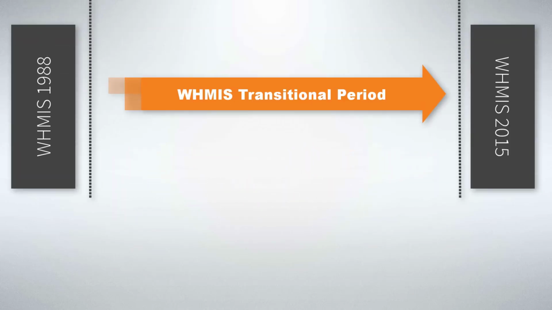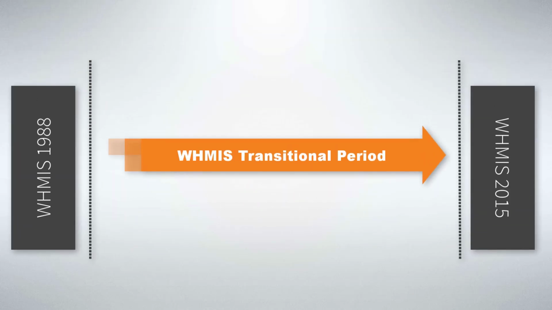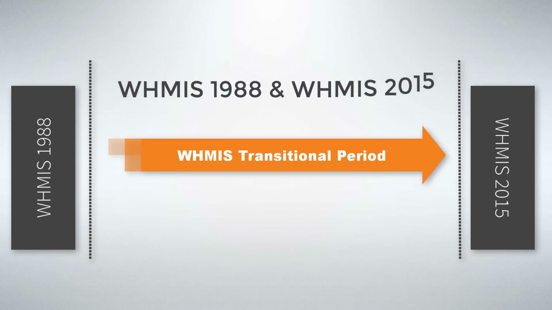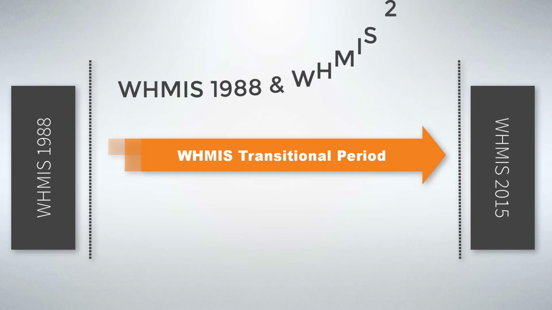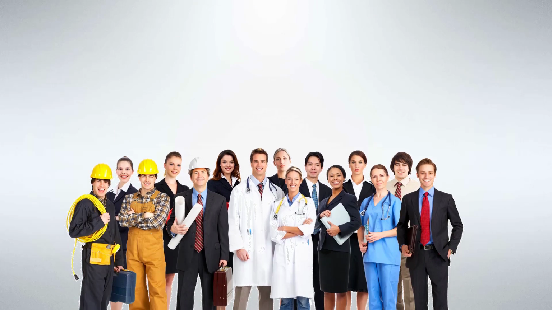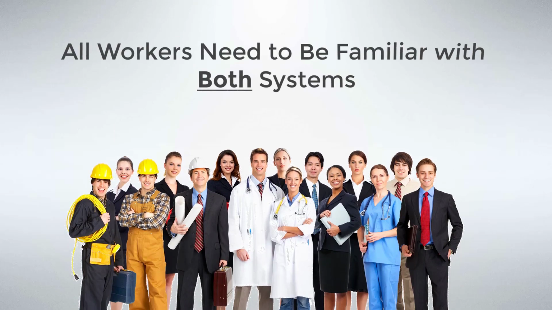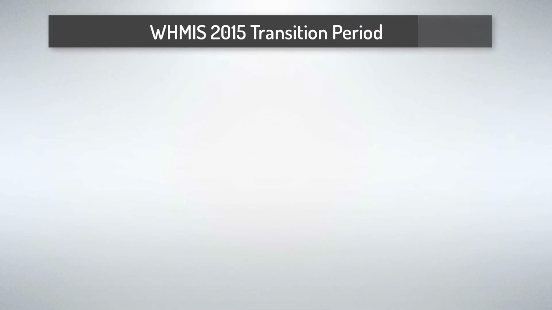Because there's a transitional period that will last several years, it's likely that workers will encounter elements from both the original WHMIS and the new GHS-aligned WHMIS. It's for this reason that all Canadian workers need to be familiar with both systems in order to properly protect themselves. Here's what the transitional timeline looks like.